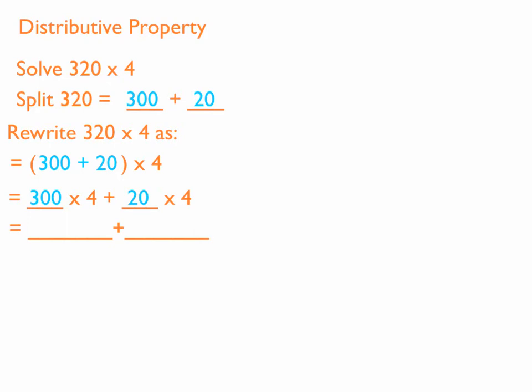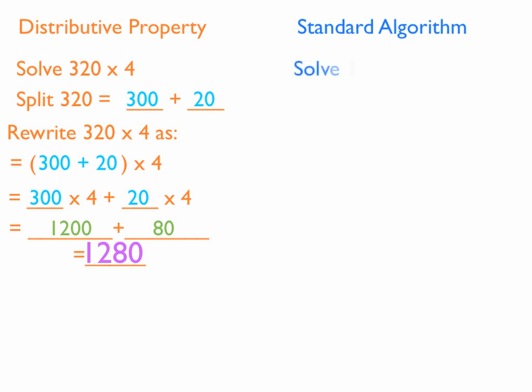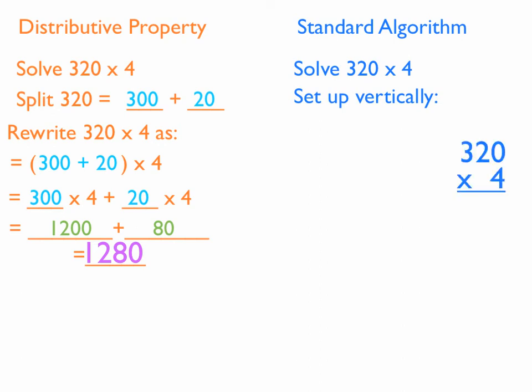Well, I'm going to go ahead and add those up. So 300 times 4 is 1200. 20 times 4 is equal to 80. So my final answer is 1280. Now let's go ahead and do the standard algorithm one more time. Again, I'm going to solve the same problem, 320 times 4. So again, I need to set it up vertically. So 320 times 4 right there on the right.